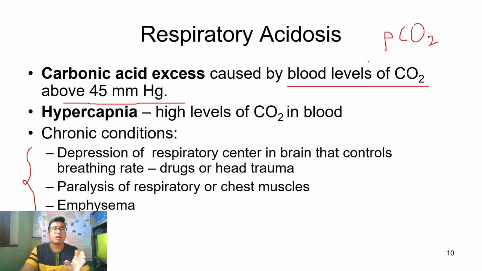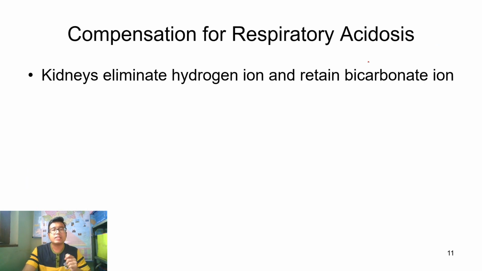As you know, how will a respiratory disorder be compensated? It will be compensated by the metabolic pathway. So kidneys will eliminate hydrogen ion. Forget how kidneys are doing it. Just remember, kidneys are doing it. Of course, it will eliminate hydrogen, it will eliminate the excess acid, and it will try to regain alkali. This is how it will be compensated.